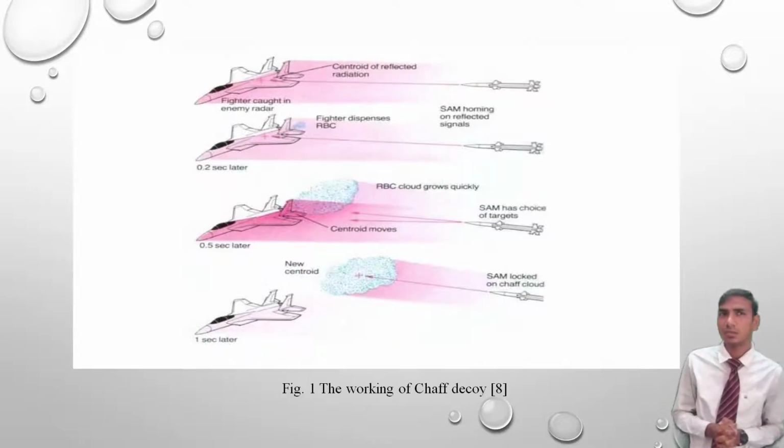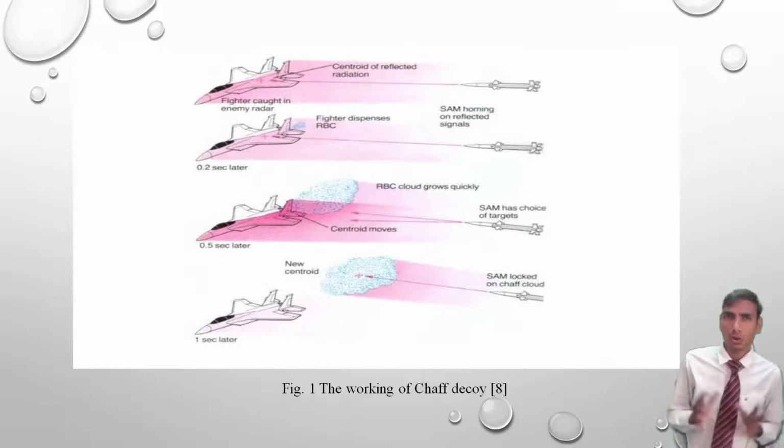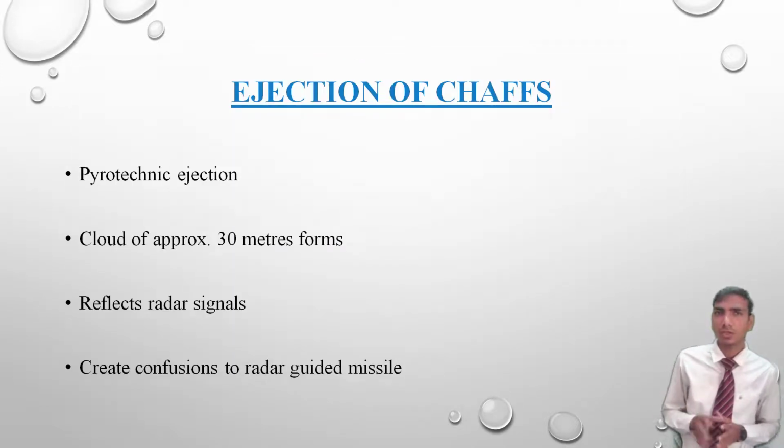Now, ejection of chaff. Chaff is ejected from aircraft pyrotechnically. Pyrotechnic ejection uses hot gases generated by an explosive impulse charge. Upon release from an aircraft, chaff forms a cloud approximately 30 meters in diameter in less than 1 second. Chaff reflects radar signals and confuses the missiles, and as a result, the missile will end up hitting one of those little targets, and the aircraft escapes safely.